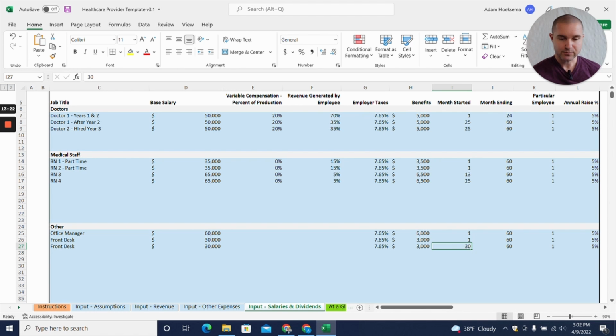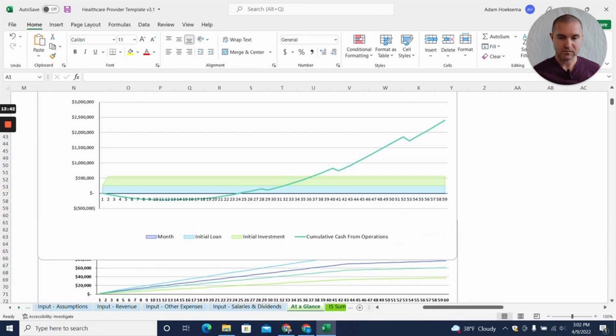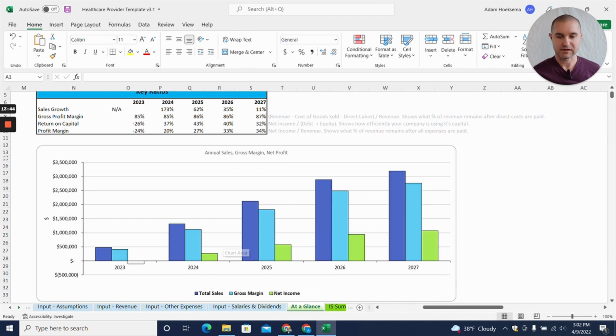So that's an example. This is not necessarily prescriptive that these are the positions you should have and when you should start them. It's really just default data here to give you some idea of how you can use this template, how you can fill it out. And hopefully that is clear and going to be helpful for you. And once you've done that, you bring us back to our At a Glance tab where you can see how you're performing based on that.